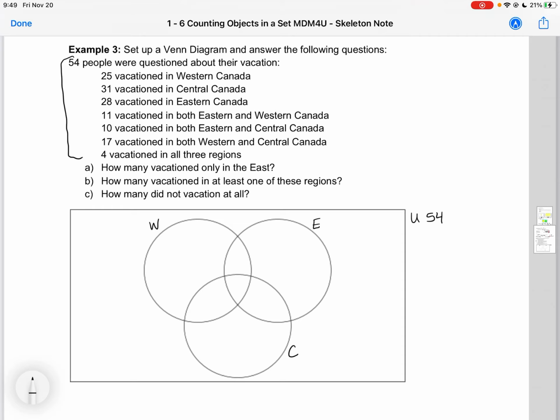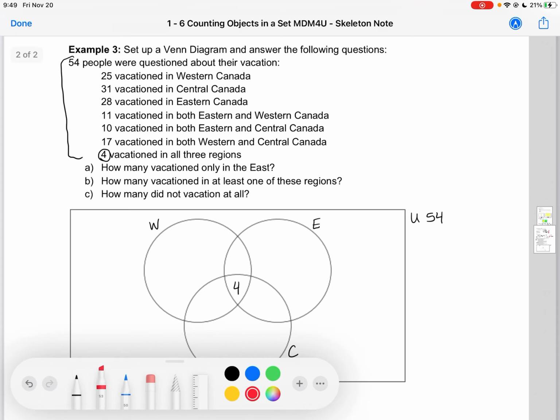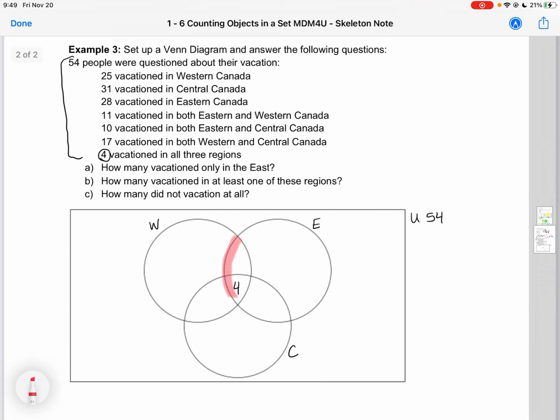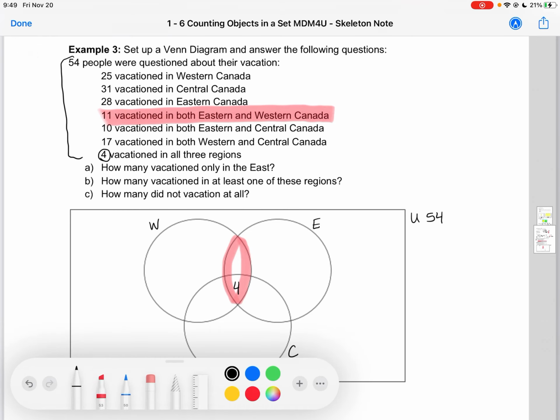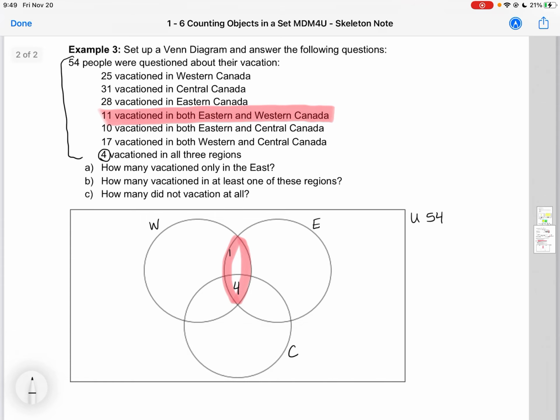Now, in order to figure this out, I'm going to start at the innermost region. So I know that 4 people vacationed in all 3 regions. Then I'm going to gradually build out from there. So in this region that I've highlighted in red, that represents the total number of people that traveled to Western and Eastern Canada and all 3. So if I look at my Eastern and Western Canada here, I know that the total of those 2 sections has to be 11. So in this little segment here, I would have 11 minus 4 would be 7 people went to Western and Eastern Canada, but not Central Canada.